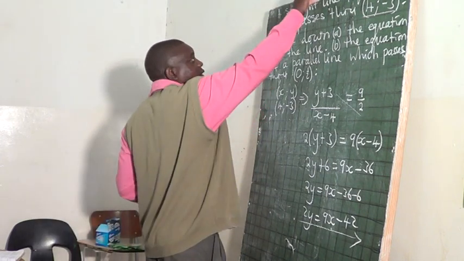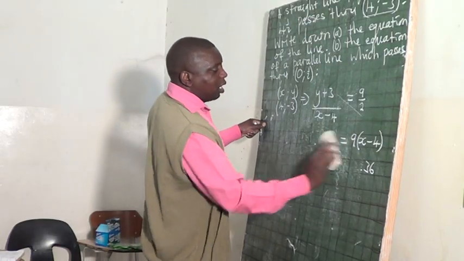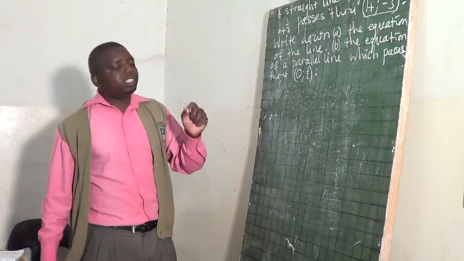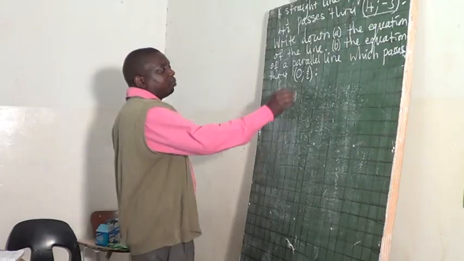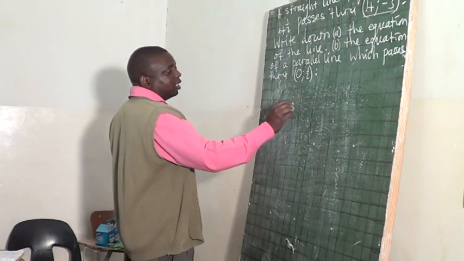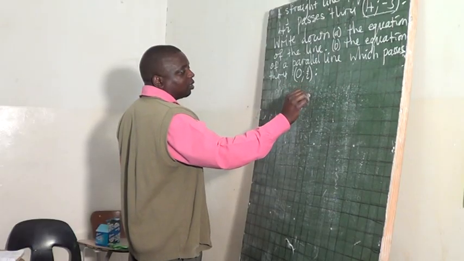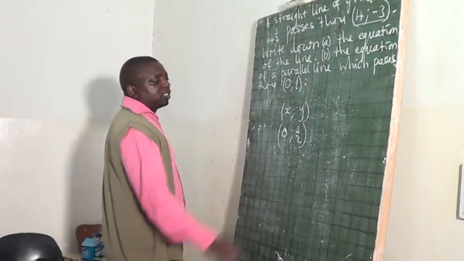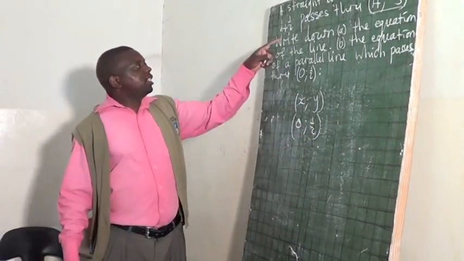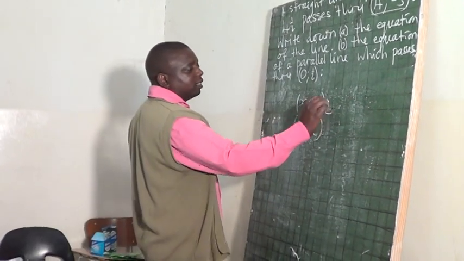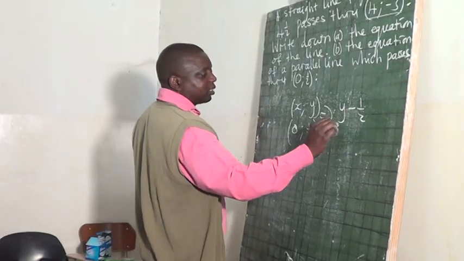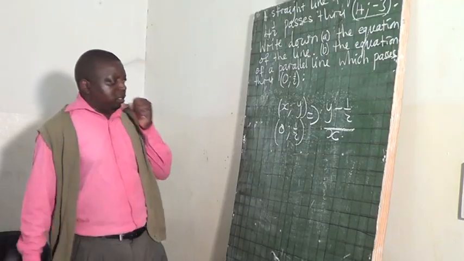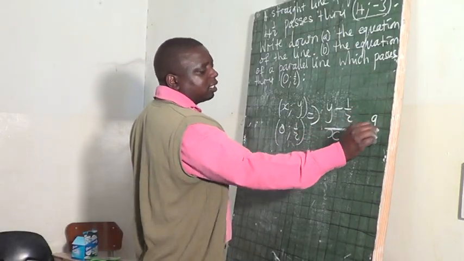So the line whose equation we want has the same gradient. We are given a point on the line whose equation we want. What's the point? 0, half. So we have x, y and 0, half. With a known point and x, y, we could form an equation. Given the gradient 9 over 2, we say y minus half over x minus 0, x minus 0 is x, and it is equal to what? 9 over 2.